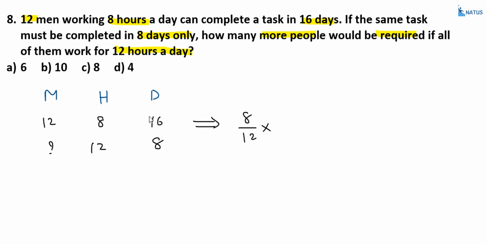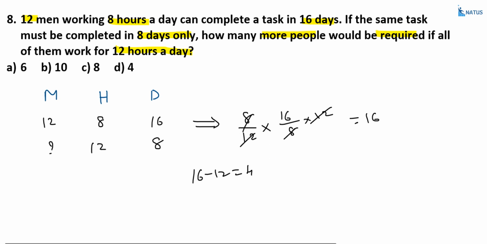Suppose the work will be finished in 16 days, 12 men are required. Suppose that work will be finished in 8 days only. What about the number of persons? More than 12 required. So here we will take more by less, 16 by 8 into 12. 12 gets cancelled, 8 gets cancelled, that is equal to 16. But what we required, how many more people would be required? Already 12 men are there. So how many men are required? 16 men. So how many more persons are required? 16 minus 12, that is equal to 4 persons are required. Option D is the correct answer.